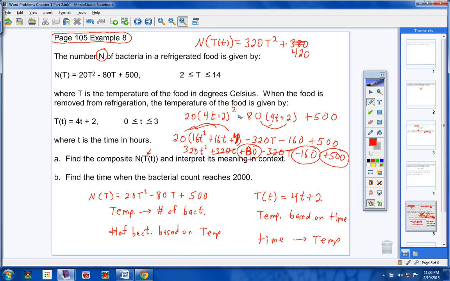Alright, so there we go. There's your composition. Now, that was pretty simple, but look at part B. Find the time. Oh, no, back to part A. The composition was easy, but this is going to be difficult. Interpret its meaning in the context of the problem. Now, students, if you'll listen, I can make this really simple for you, okay? So please watch carefully.